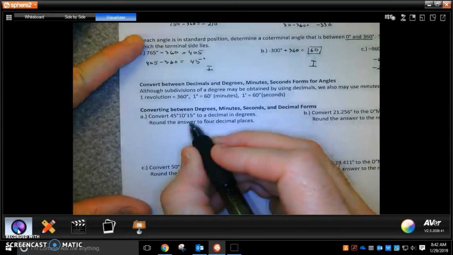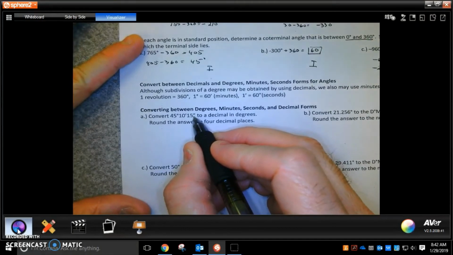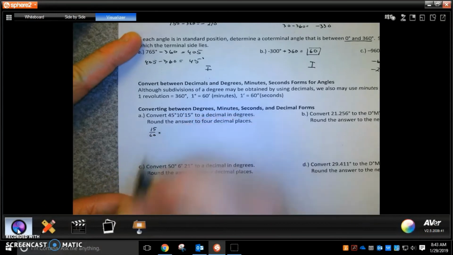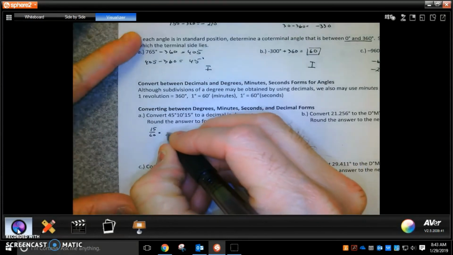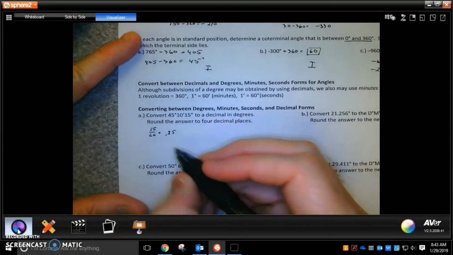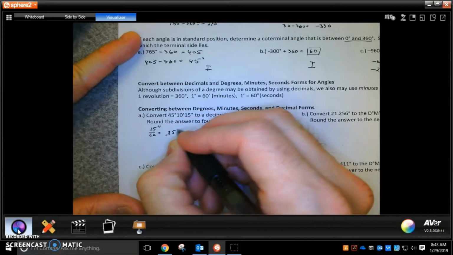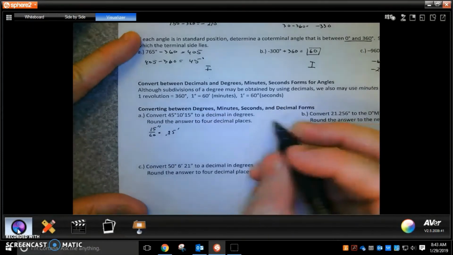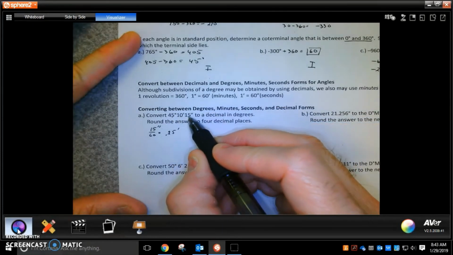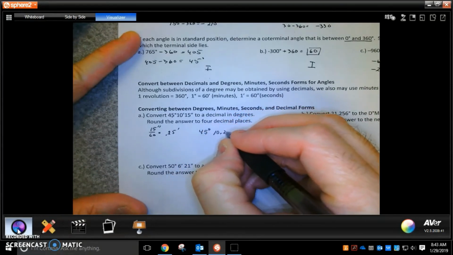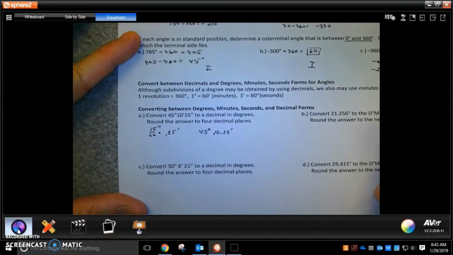Well, if you take the 15 seconds, so we're going to take 15 seconds and divide it by 60. Okay, so go over to your calculator, 15 divided by 60, and you're going to get 0.25. So what I've done is I've taken seconds and I've turned them into minutes. So now I don't have 45 degrees, 10 minutes, and 15 seconds anymore. I have 45 degrees, 10.25 minutes. That's what I have.